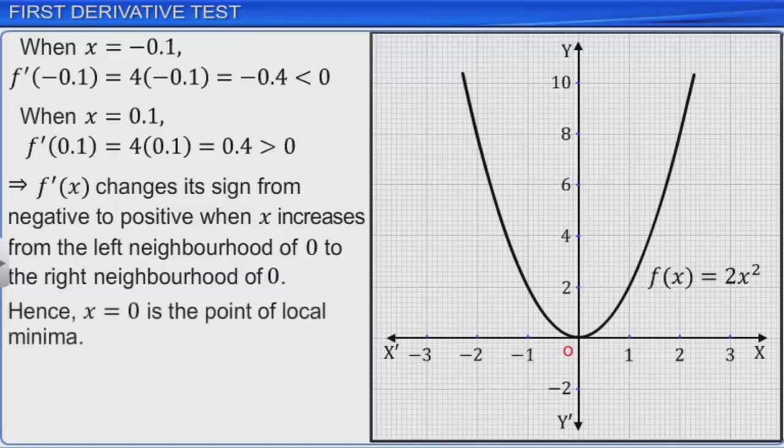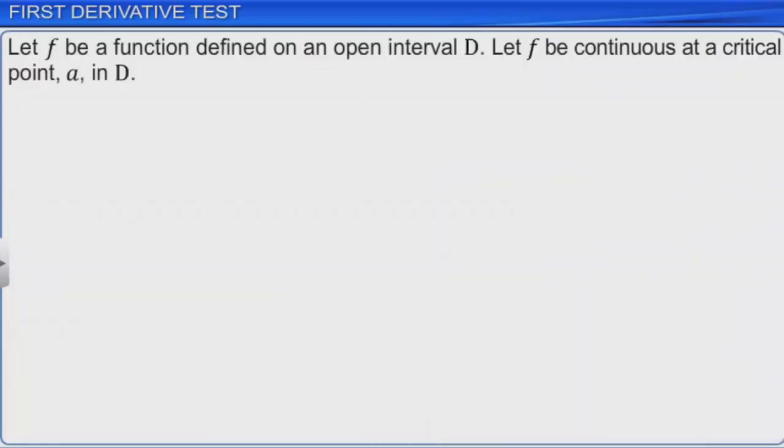This discussion leads us to the mathematical definition of local minima and local maxima. Let f be a function defined on an open interval D. Let f be continuous at a critical point a in D.